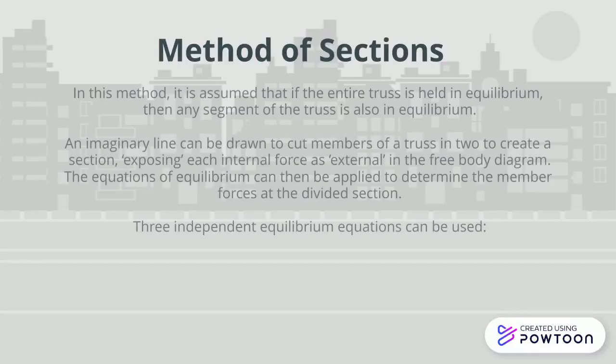The second method that can be used is the method of sections. In this method, it is assumed that if the entire truss is held in equilibrium, then any segment of the truss is also in equilibrium.